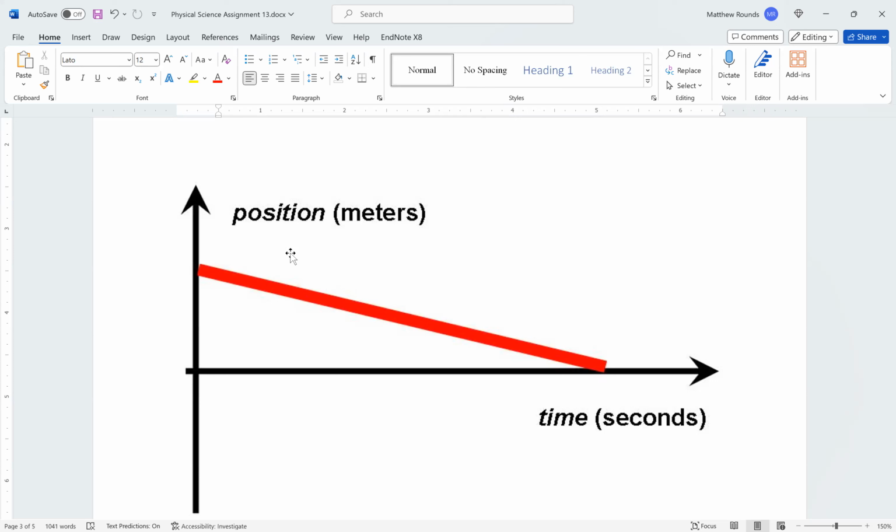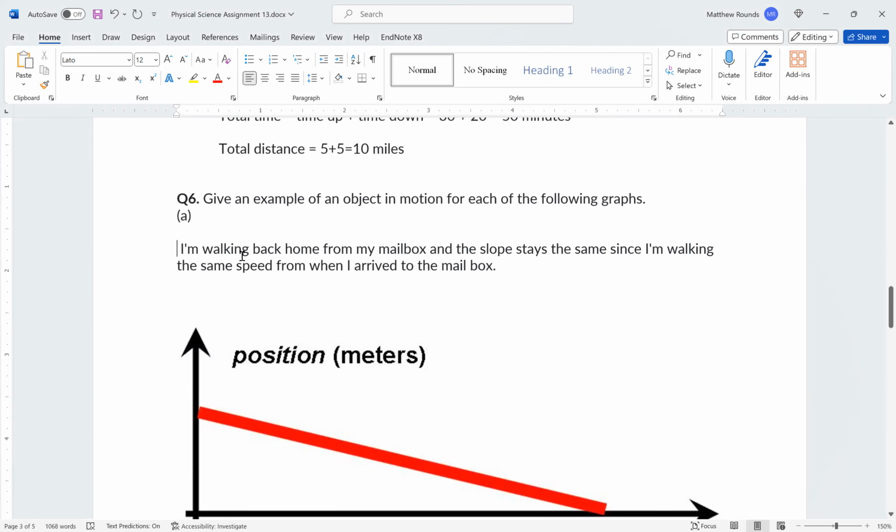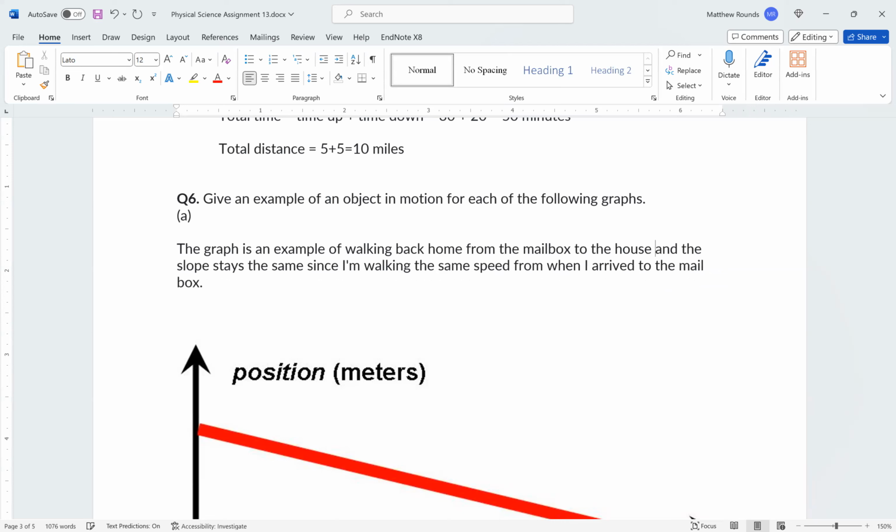Here's what I wrote. Okay, so we're missing some words that the instructor would want to see, like "the graph is an example of," and you want to try to avoid using first person, of walking back from the mailbox to the house. I mean, you could be first person.